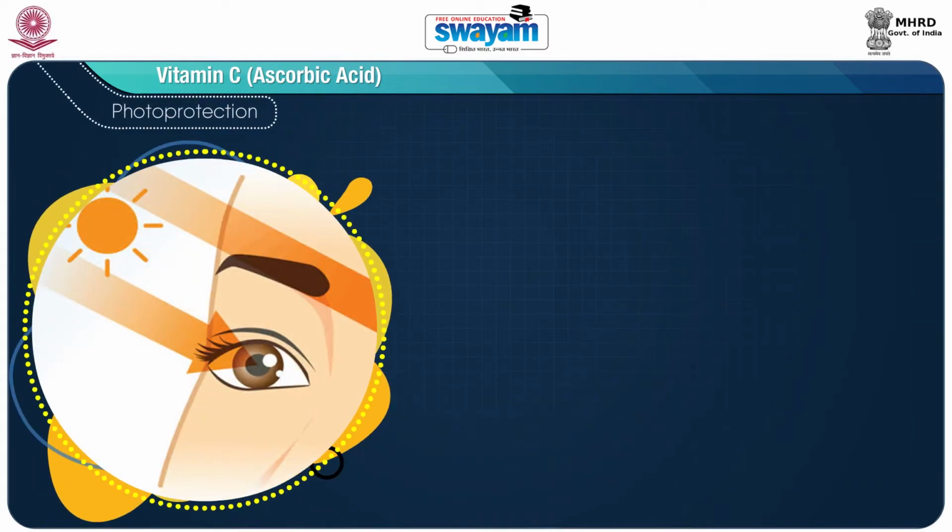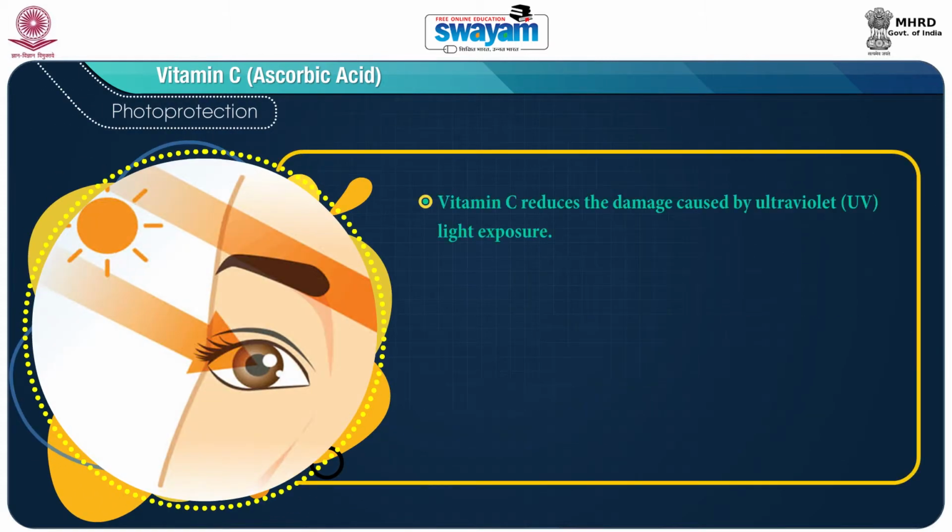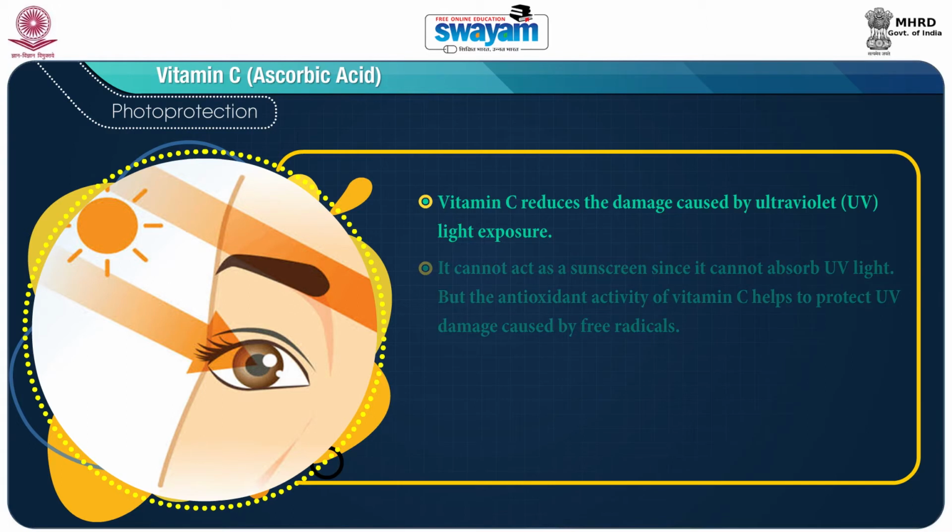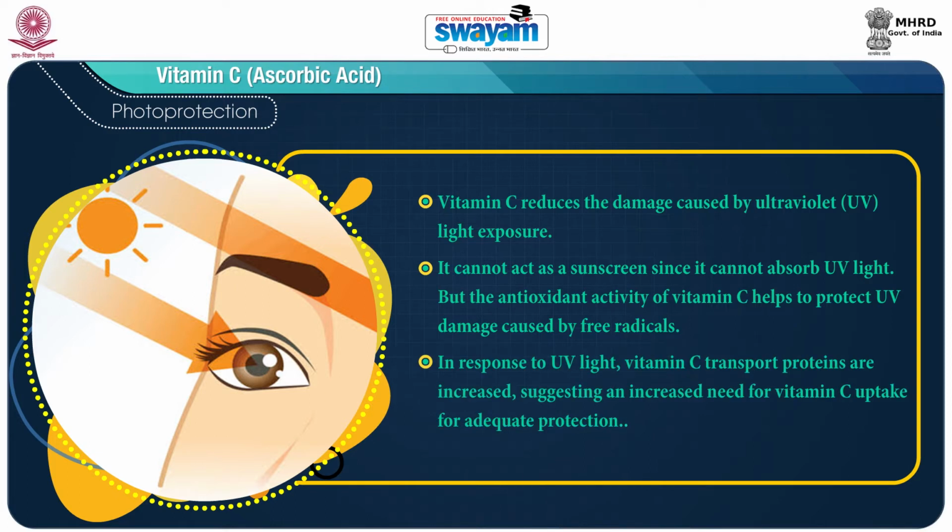Now, coming to photoprotection, vitamin C reduces the damage caused by ultraviolet light exposure. It cannot act as a sunscreen since it cannot absorb ultraviolet light. But the antioxidant activity of vitamin C helps to protect from ultraviolet light damage caused by free radicals. In response to ultraviolet light, vitamin C transport proteins are increased, suggesting an increased need for vitamin C uptake for adequate protection.